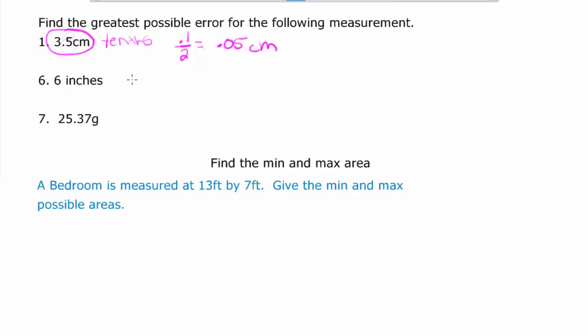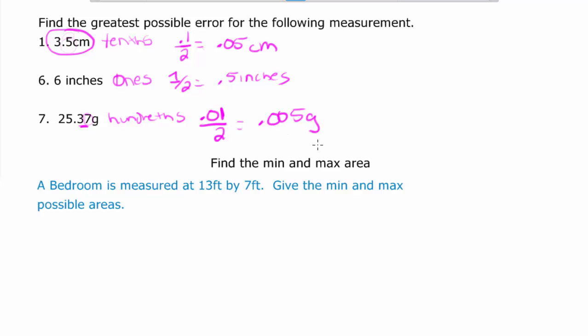Now 6 inches is to the nearest whole number, so your error would be a half. It would just be 0.5, because this is the ones place, which is just 1 divided by 2, which is 0.5 inches. Now if you go to this one, we're going all the way to the hundredths. So you're going to put 0.01. Again, you just put it as a 1. Divide by 2, and it should be 0.005 grams. So it's getting smaller and smaller.